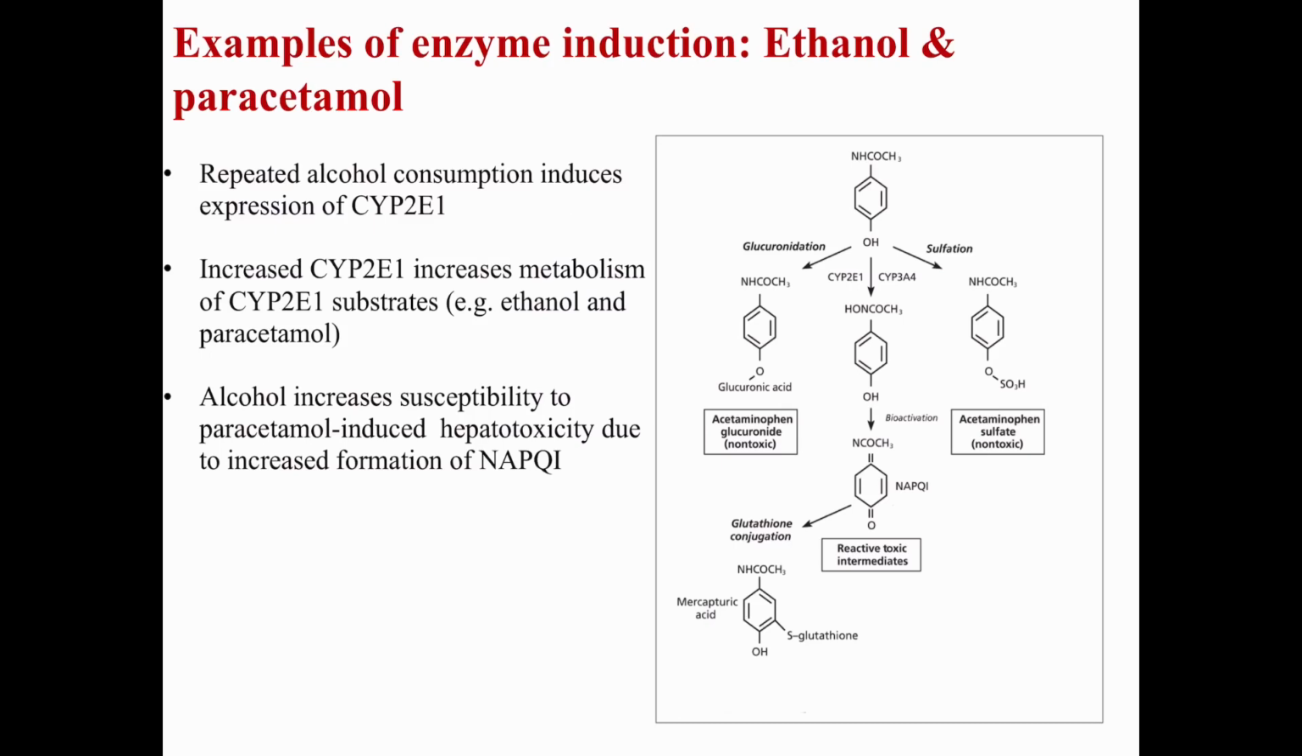Another good example of enzyme induction is the synergy of alcohol and paracetamol. Repeated alcohol consumption induces the expression of cytochrome P450 2E1, and as a result of this, increased CYP2E1 increases the metabolism of its substrates, including both ethanol and paracetamol. So alcohol increases the susceptibility to paracetamol-induced hepatotoxicity due to the increased formation of NAPQI, which is shown in the diagram on the right. As we can see, CYP2E1 is responsible for the generation of NAPQI further down in the pathway.